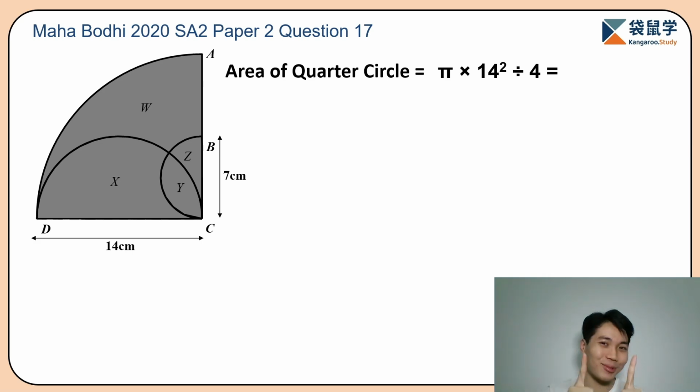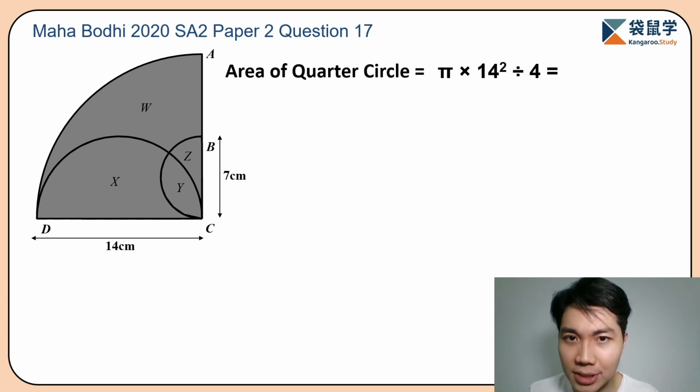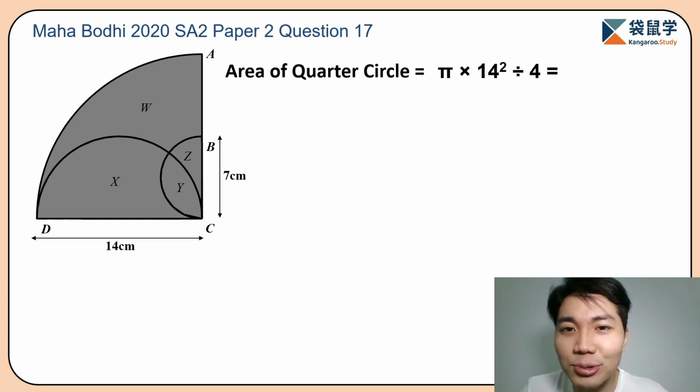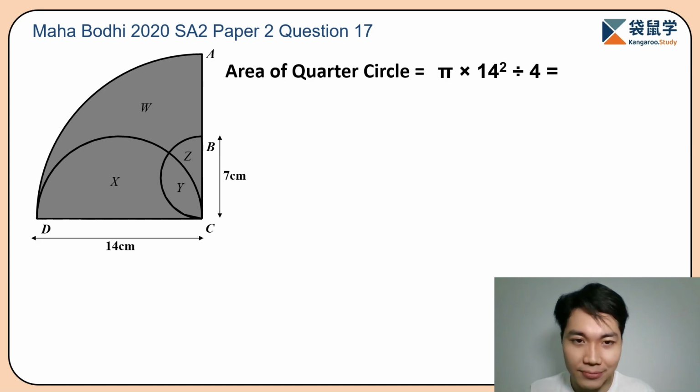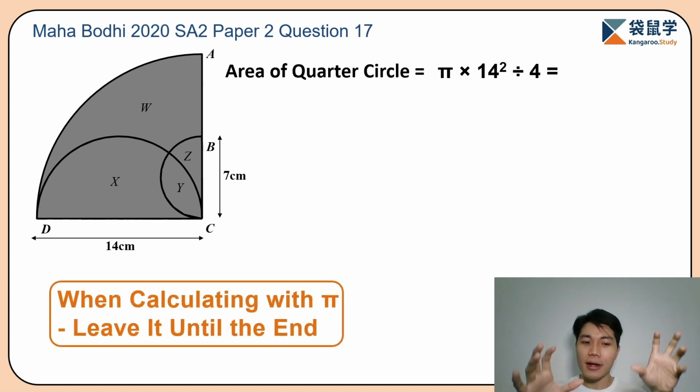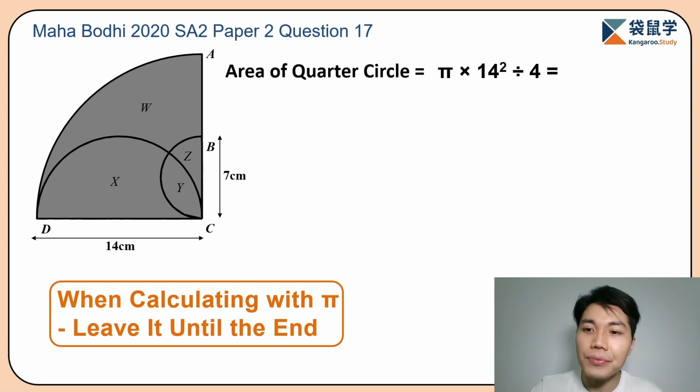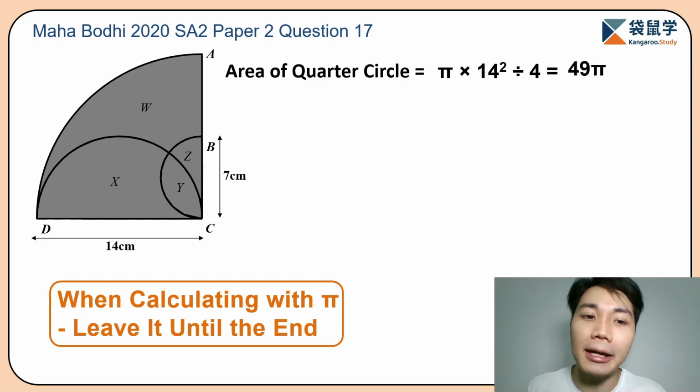So a little trick we can do here is, since we need to be as accurate as possible, we don't want so many decimal places. So what we can do is, since we are calculating with pi, we can just leave pi until the very end. Then we calculate. So all we have to do is calculate the number part first. Okay, so for all these questions, make sure you can calculate with the pi, leave it until the end. So from here, calculate it out, we realize it will be 49 pi.